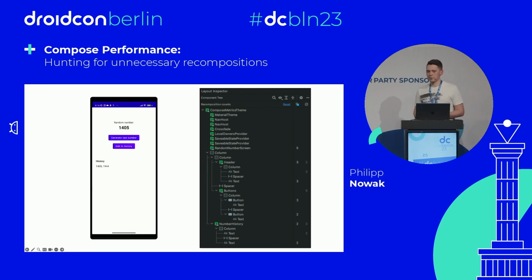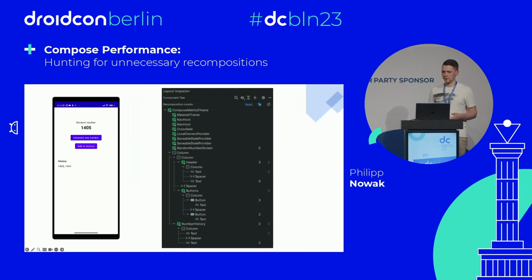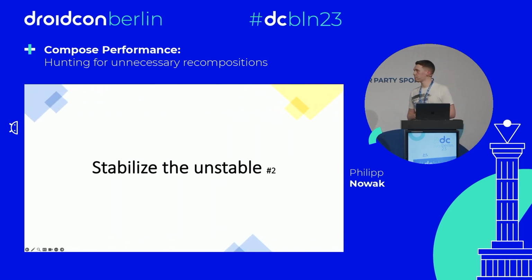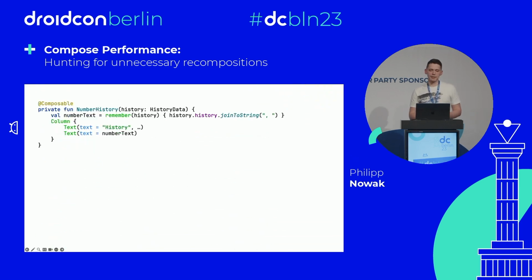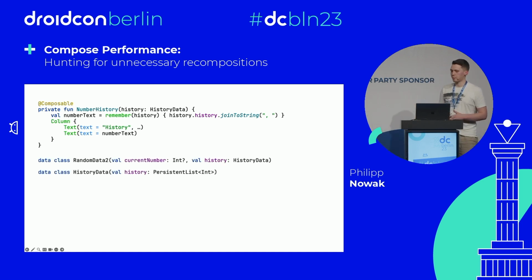Again, of course, you could go ahead and try to fix all the skipped recompositions, but we did this before, so let's rather have a look at an example which is a little extension to the current one, and therefore it is named Stabilize the Unstable Part 2. This time we have a slightly changed number history composable. It now takes an object of a wrapper class, history data. History data has our persistent list and is part of some model class called random data 2.